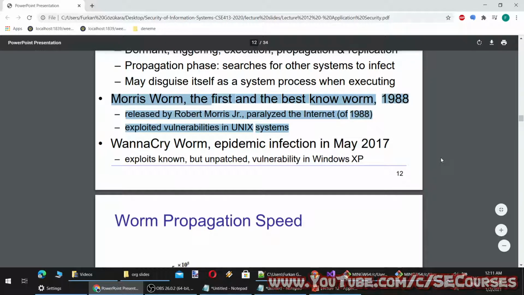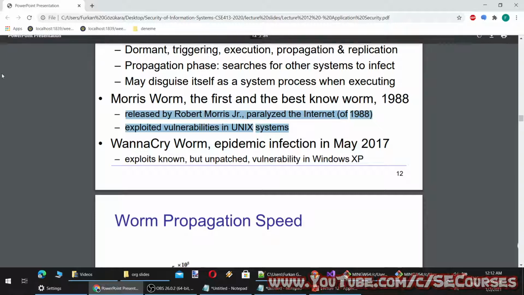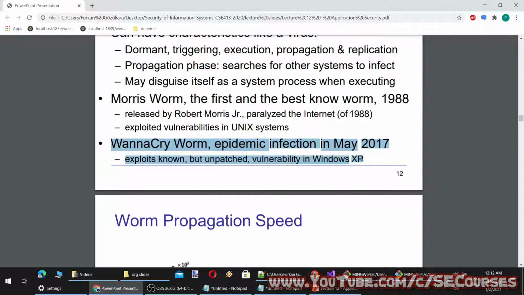Morris worm, the first and best known worm, 1988, released by Robert Morris Jr., paralyzed the Internet of 1988, exploiting vulnerabilities in Unix systems. You see, in 1988 the internet had such low bandwidth that the worm was probably able to halt the entire internet itself. Also in 1988, I suspect that there weren't any proper defense systems against worms or malicious software.